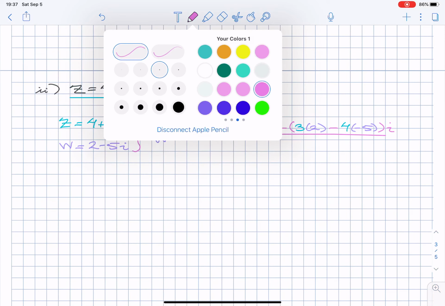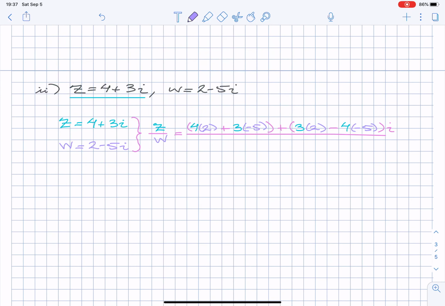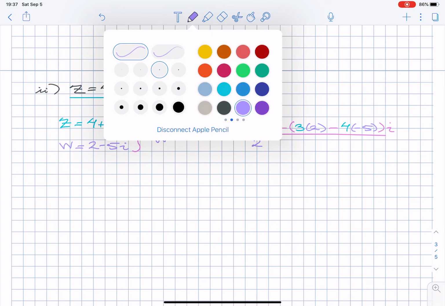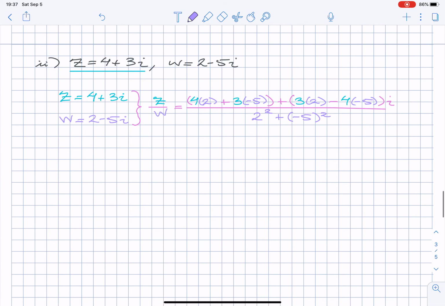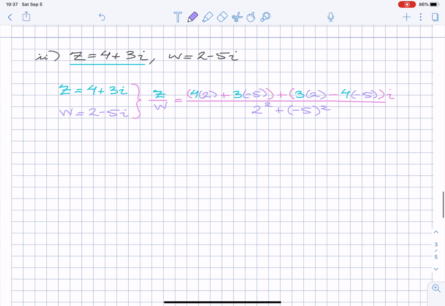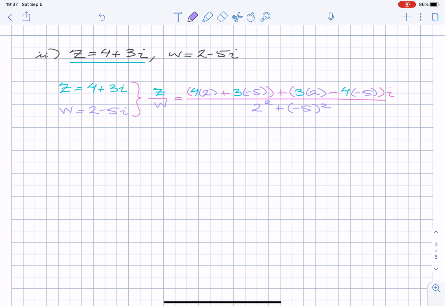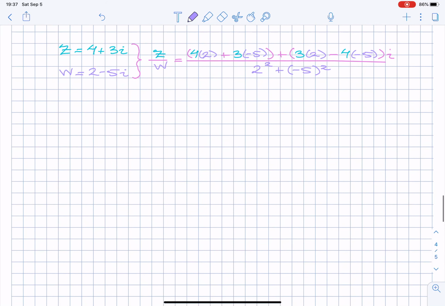Divided by 2 squared plus. Now here's the caveat. It's negative 5 squared. Now we have to include the negative 5 because it's w times w. So both is negative. Okay, so what do we have then?